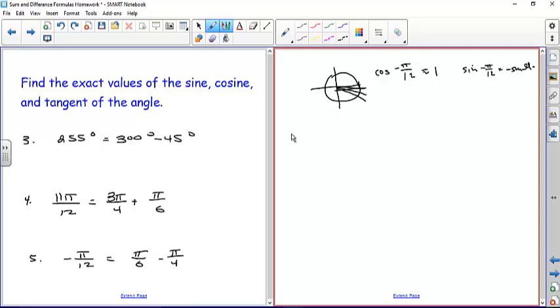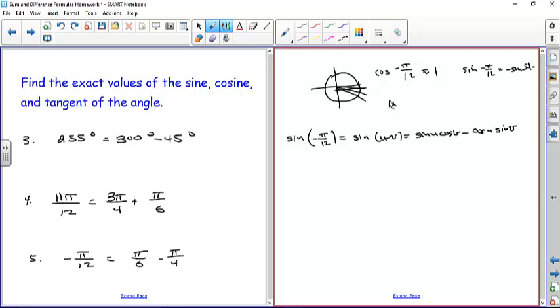And we have the subtraction here. So we can use the subtraction formula. So we have the sine of negative pi over 12 is going to be equal to, okay, so I look for the subtraction formula. It's going to be the sine of u minus v, and that's equal to the sine of u cosine of v minus the cosine of u times the sine of v.